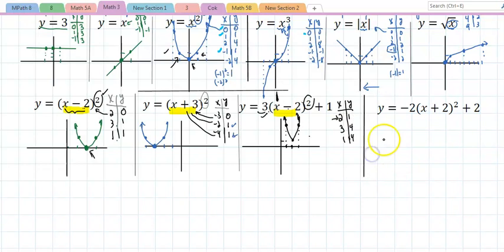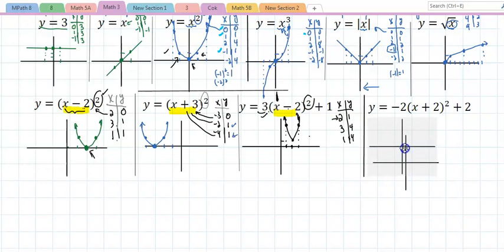And how about the last problem? How about this problem? Well, I am going to pick points as well. Where does the inside equal 0? That equals 0 at negative 2. A point above negative 2 is negative 1. A point below it is negative 3. That does the trick.